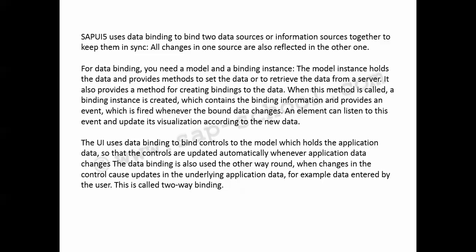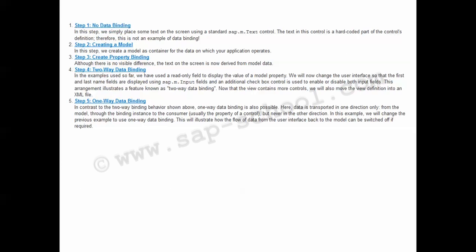So this is called the two-way binding. After that, these are the steps which are involved in the data binding. So the first one is no data binding. In this step, we simply place some text on the screen using a standard sap.m.text control. The text in this control is a hard-coded part of the control's definition. Therefore, this is not an example of data binding.